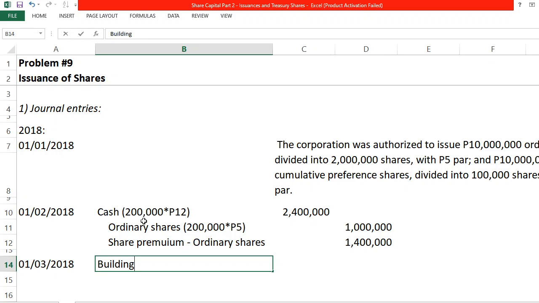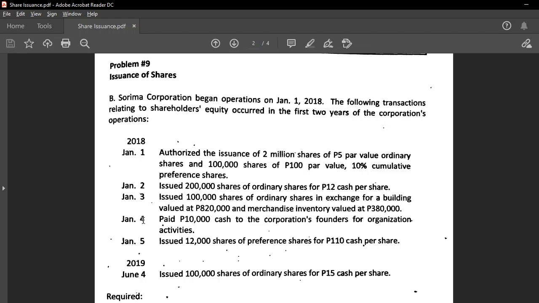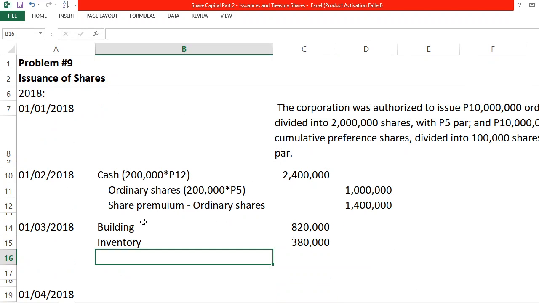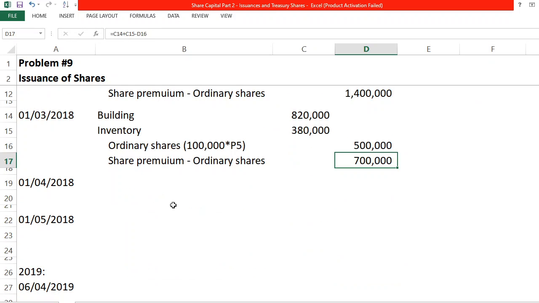Okay, next, issued 100,000 shares of ordinary in exchange of building and inventory. We received such asset, building and inventory. Ang amount, 820 and 380. Tama ba? 820 and 380 in exchange of 100,000 ordinary shares. So, copy ko na lang to ha, para mas madali. Edit lang natin kasi 100,000 lang. Therefore, credit it at 500. This building ang na-receive and inventory. So, ang total niyan, I guess that's 1.2 million minus 500 for the ordinary shares. You have 700,000 for your share premium.